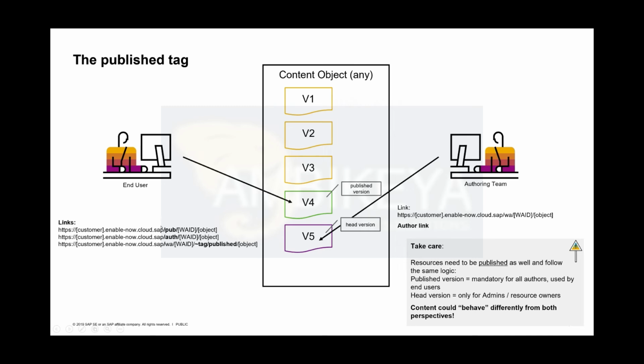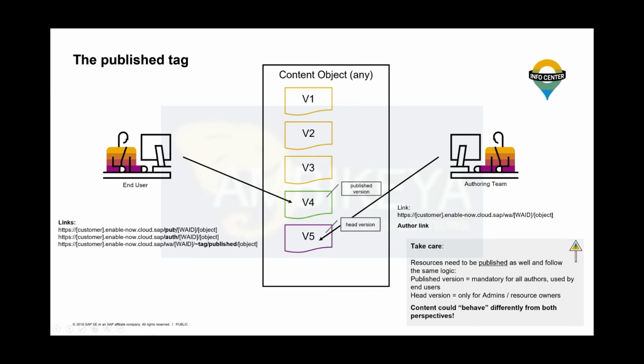In the new world, since I believe mid of last year, we have two new variants for accessing cloud content, which is PUB and AUTH, that replace the WA. So within your links, you replace WA with PUB to force published access. And you replace WA with AUTH, authenticate, if you want to force authentication, which is far more obvious than the previous syntax. But basically, PUB and tag published, they basically do the same.